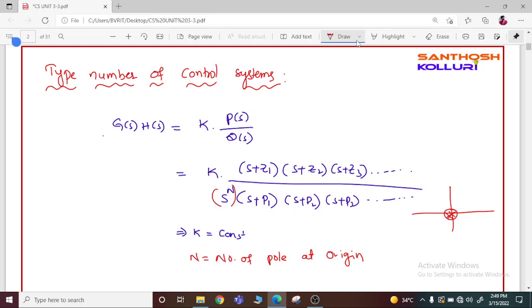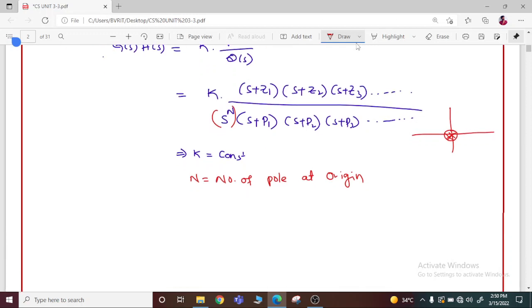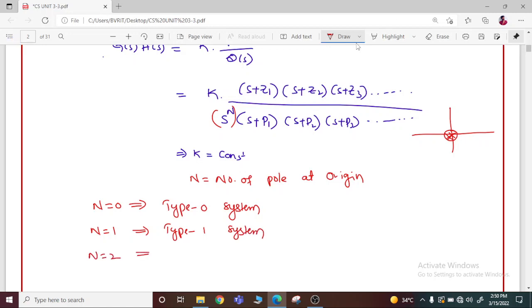For example, the value of N in the denominator polynomial of the loop transfer function shown above decides the type number of the system. So if N is equal to 0, then that can be called as type 0 system. If N is equal to 1, that means if one pole is located at origin, that can be called as type 1 system. And N is equal to 2, similarly this can be called as type 2 system, and so on, type 3 and so on.